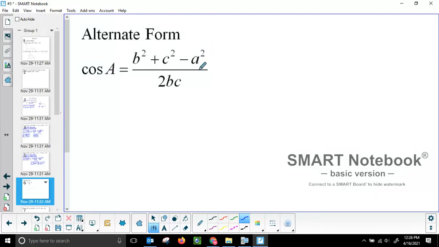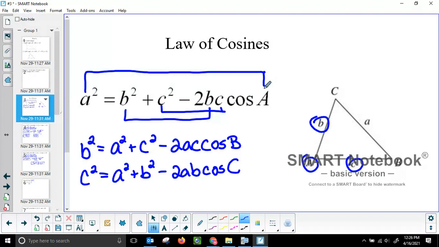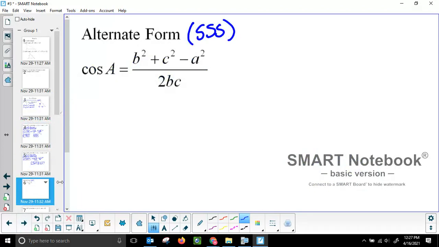We want to use this when we are given side, side, side. Just for clarification purposes, see how we could use side, side, side, or side, angle, side here. We want to use these formulas when we have side, angle, side, and we want to use the alternative form when we have side, side, side.